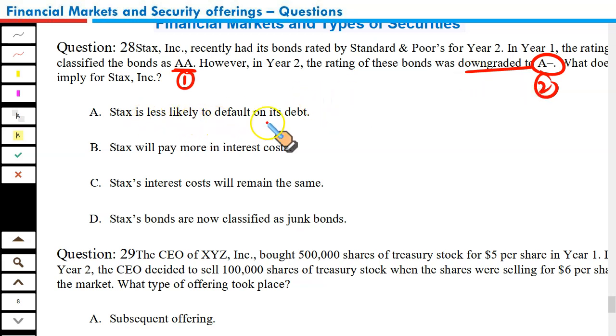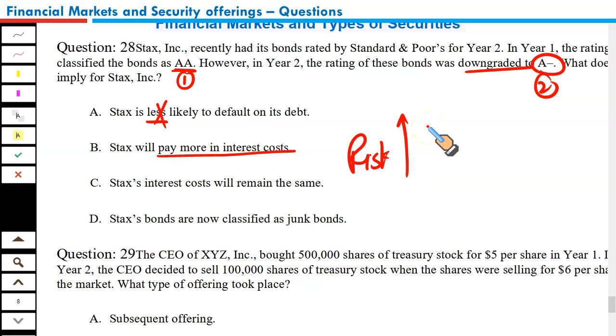Stacks is less likely to default on the debt. Wrong. It is more likely now, because it's downgraded, so it is more likely to default on its bonds. B. Stacks will pay more in interest costs. Since the risk has gone up, now the required rate of return by the investors will go up.